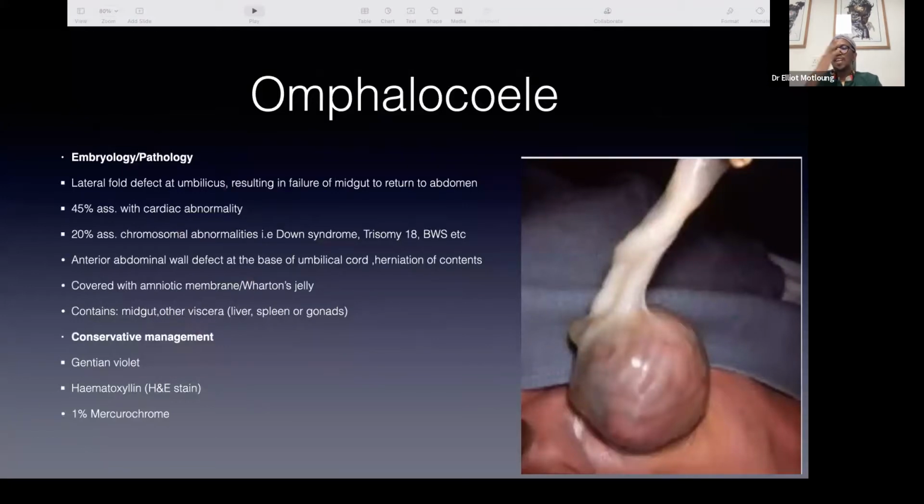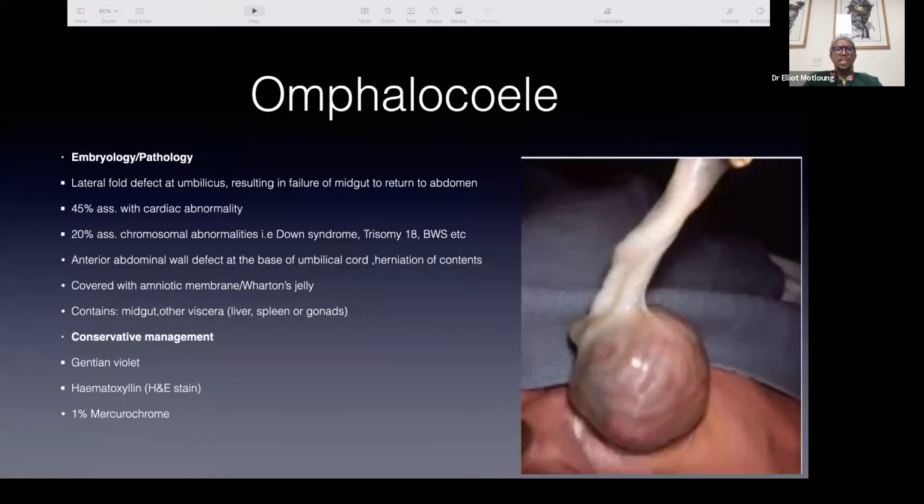Very few of these patients go to theater. Maybe those with a minor omphalocele, with a defect of less than 5 centimeters. But most of them are conservative. We put gentian violet on them, we leave them alone, the membrane gets hard, they go home. They have a ventral hernia, which we will correct later. Some centers still use mercurochrome, but gentian violet is actually what we use.